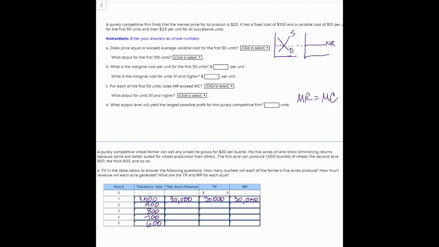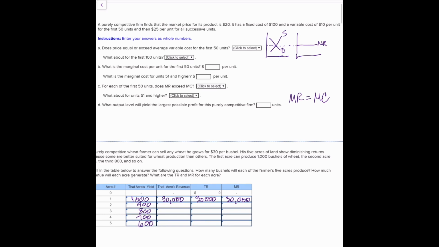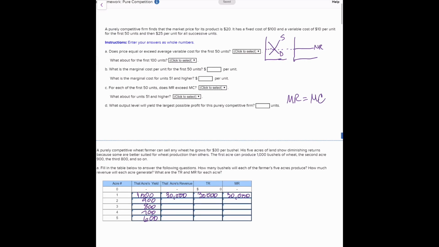And it tells us that the market price is $20 for our firm. It has a fixed cost of $100 and a variable cost of $10 per unit for the first 50 units and $25 per unit for all successive units. So we're asked, does the price equal or exceed average variable cost for the first 50 units? Very easy answer. The price is $20 and the average variable cost is given to us as $10. And so the answer there is yes.